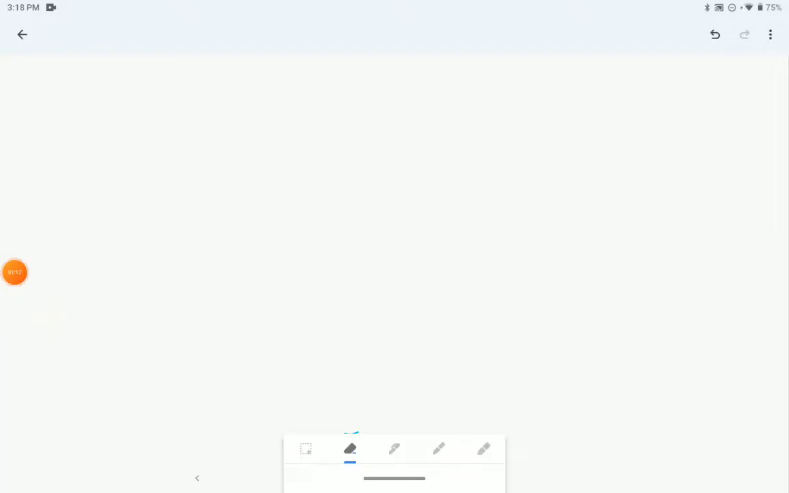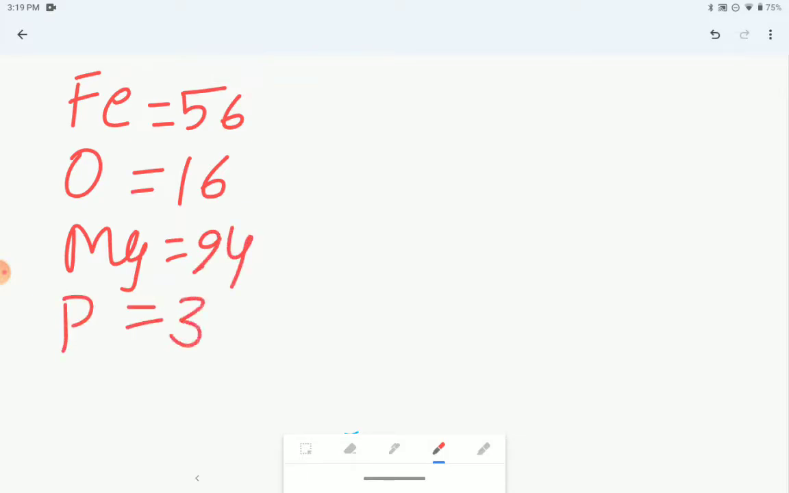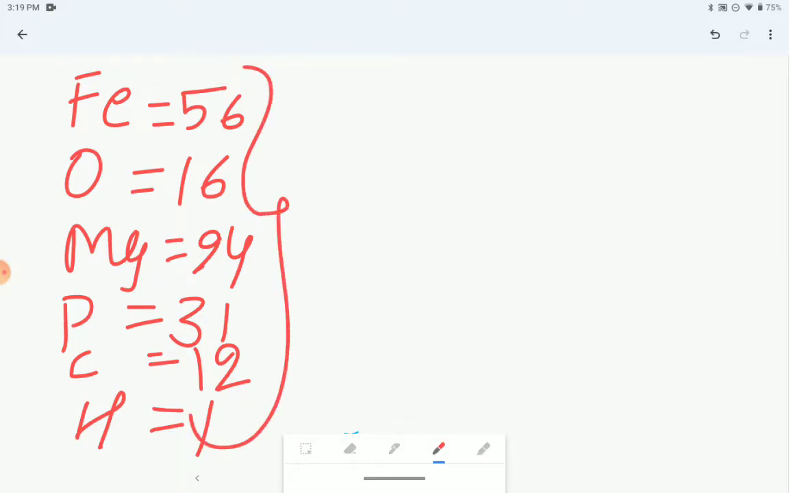Also in the question some of the atomic masses were given, that is Fe 56, oxygen 16, magnesium 24, phosphorus 31, chlorine 35, carbon 12, hydrogen 1. These are the required atomic masses in order to solve this question.